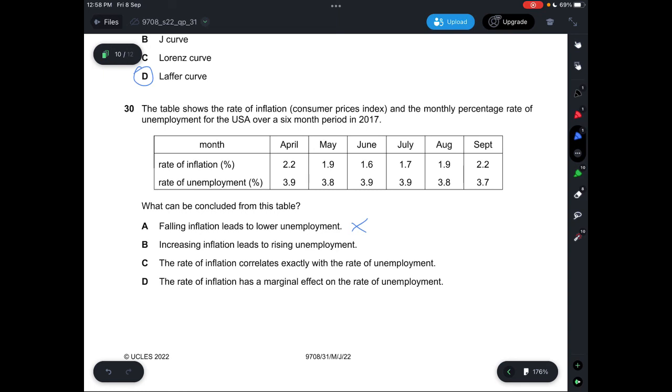And B, increasing inflation leads to rising unemployment, which is incorrect because, as I mentioned, the rate of unemployment is stable. And C, the rate of inflation correlates exactly with the rate of unemployment, which is incorrect. And so the last answer should be correct. D, the rate of inflation has a marginal effect on the real unemployment, which is correct because there's only a marginal effect. You can see it only drops like 0.1 and then increases 0.1 again, and then drops 0.1. So it's a marginal effect. So it says D. Should be D, right?